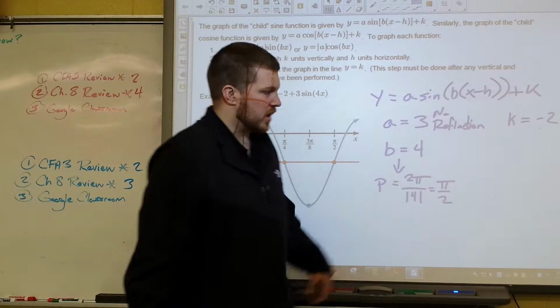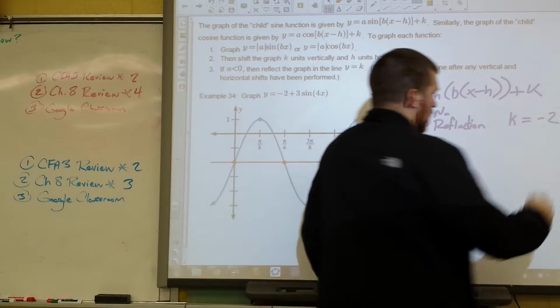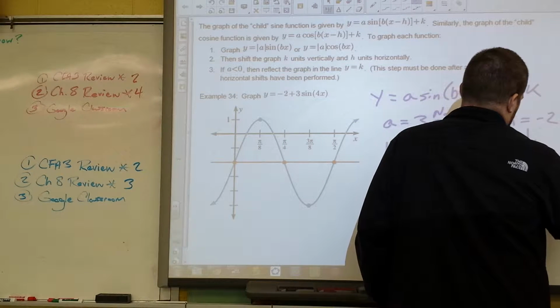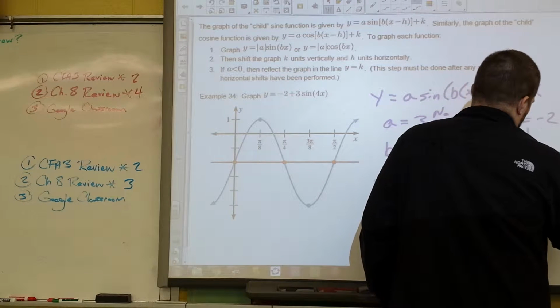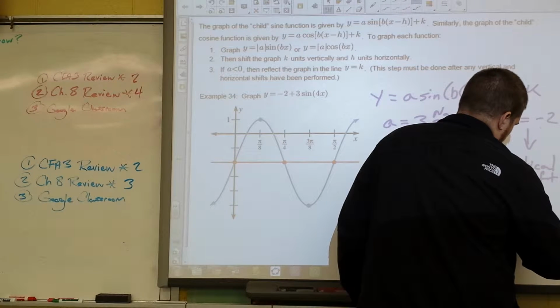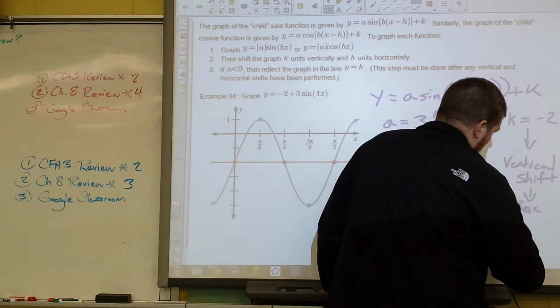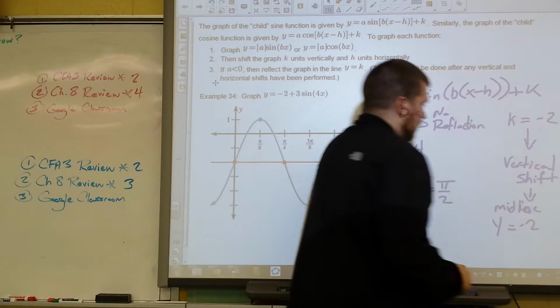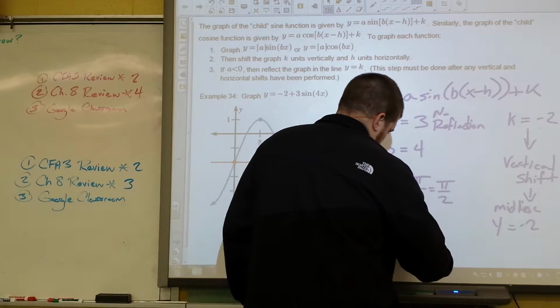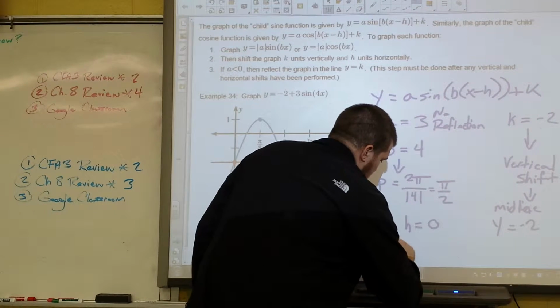Now, if you need to do this in your calculator, that's totally fine. And k equals negative 2 means there's a vertical shift. And we also know that the midline for this graph is at y equals negative 2. And finally, there's nothing for h, so h is 0. So no horizontal shift.